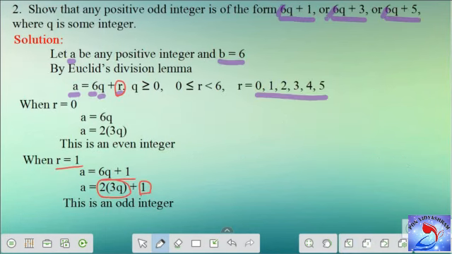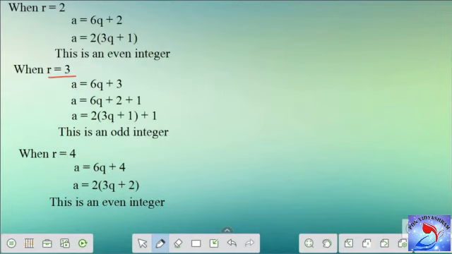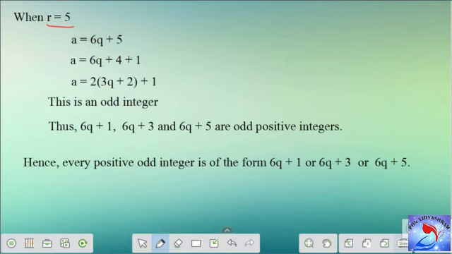When r equal to 1, our a takes the form 6q plus 1. Now let's see what is the next case here. When r equal to 3, our a takes 6q plus 3. Previous one we get it as a equal to 6q plus 1. Here a equal to 6q plus 3. And when r equal to 5, we have a equal to 6q plus 5.